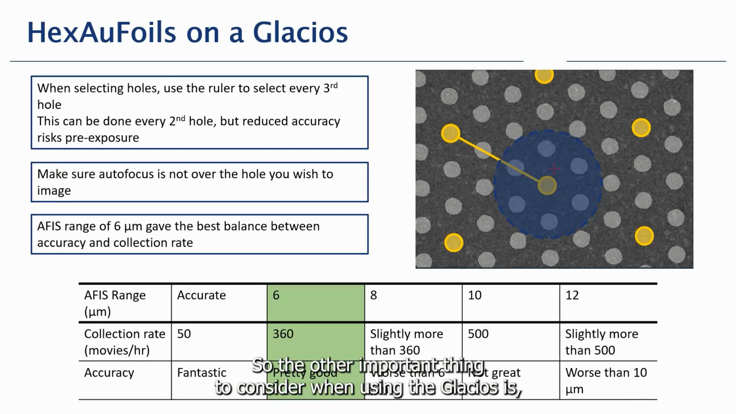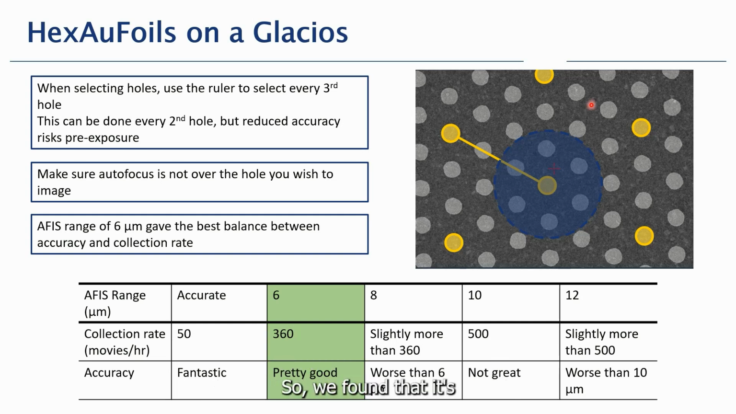The other important thing to consider when using the Glacios is the hole selection. We found that it's best to image every third hole. You can image every second hole, but you can see here with the size of the beam, you do risk pre-exposure. So that's an entirely personal decision. Make sure the autofocus area is not over the area you wish to image. This is less of an issue now with the latest updates on EPU.